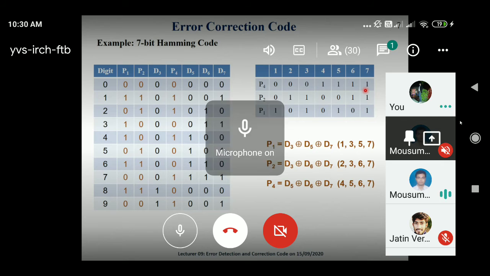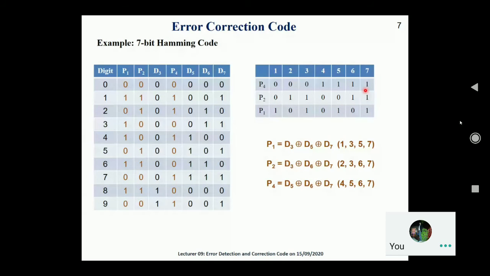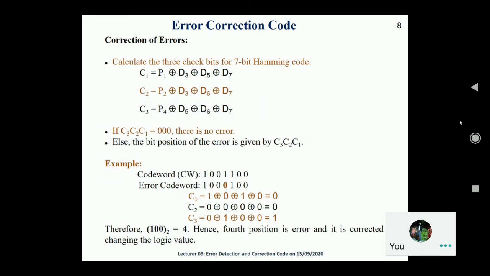Any doubt on this one? No, sir. All of you getting or not? If any doubt, then please ask me. Don't keep silent. Any doubt? No, sir.